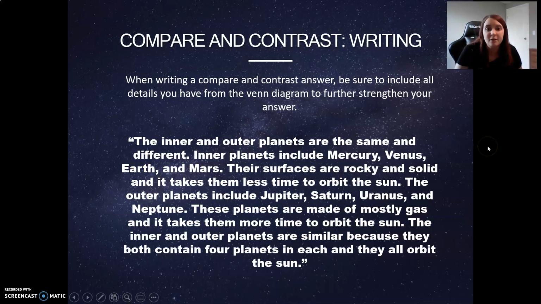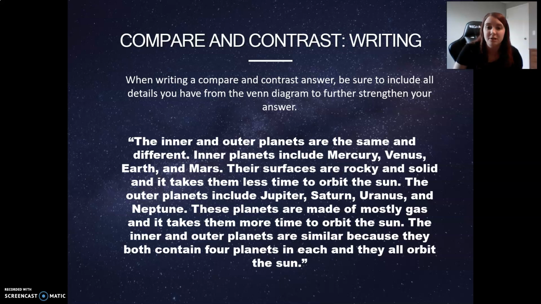The inner and outer planets are the same and different. Inner planets include Mercury, Venus, Earth, and Mars. Their surfaces are rocky and solid, and it takes them less time to orbit the sun. The outer planets include Jupiter, Saturn, Uranus, and Neptune. These planets are made of mostly gas, and it takes them more time to orbit the sun.